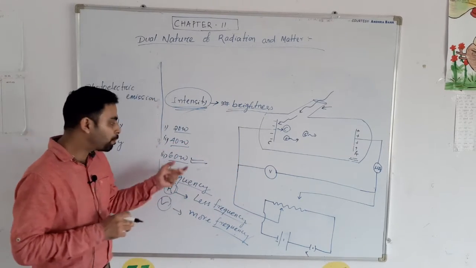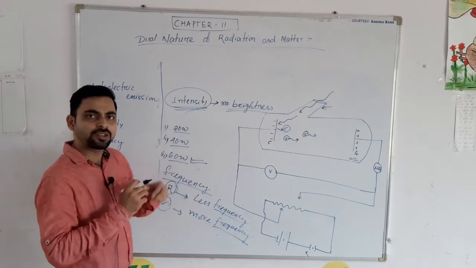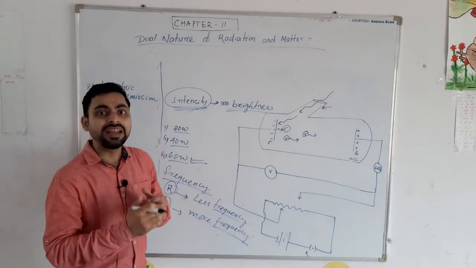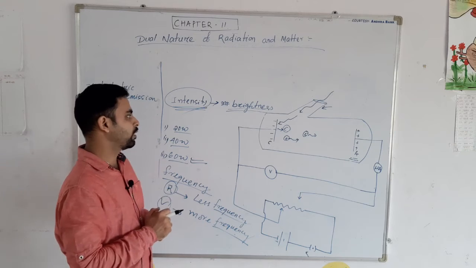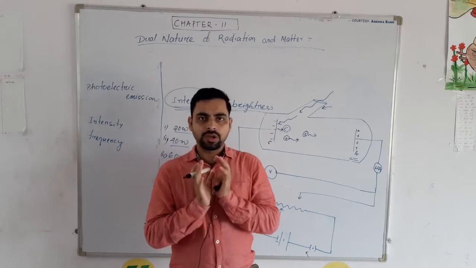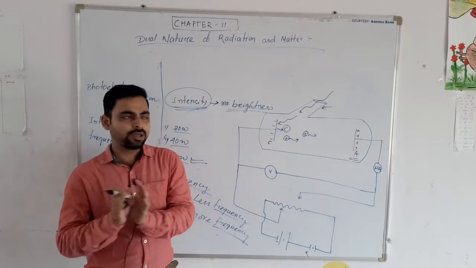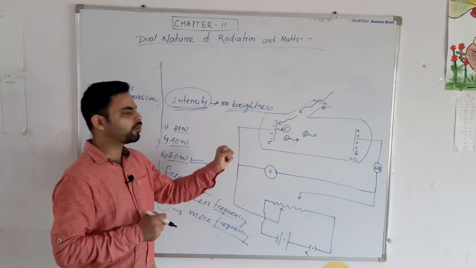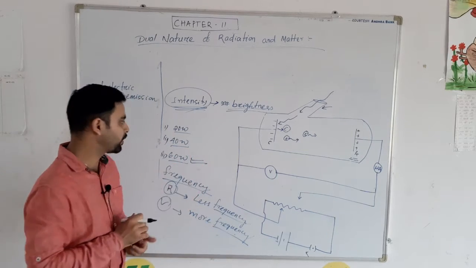If we change the power, we change the brightness, that means we are changing the intensity of the light. Okay, so hopefully we understood what is intensity and what is frequency.